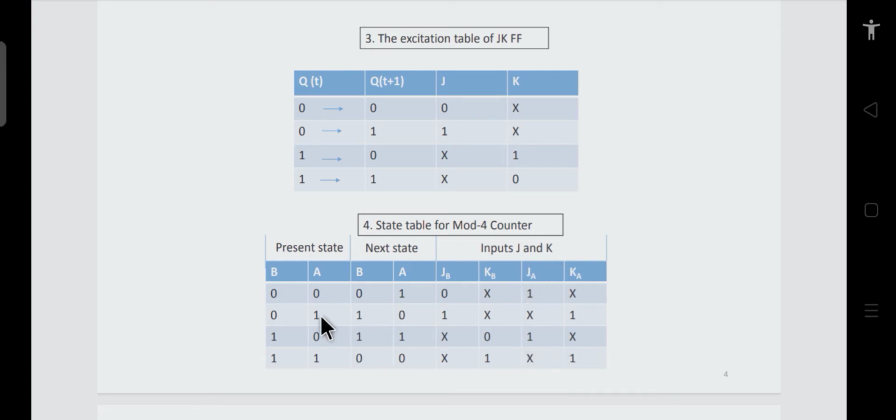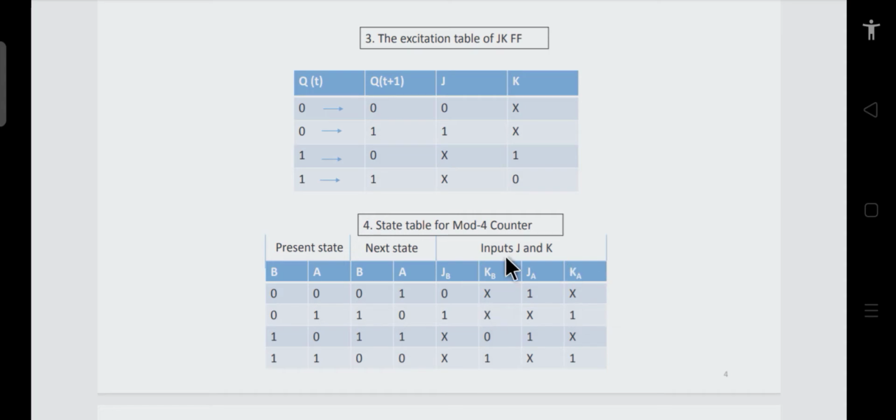Similarly, if you want to check whether the present state of B is 0 and you want the next state of B to be the same, 0, then what should be your combination? You can see that J should be connected to 0 and K should be connected to anything, either 0 or 1. So this is what we have done. On the same lines, you can fill in the other entries of this table.